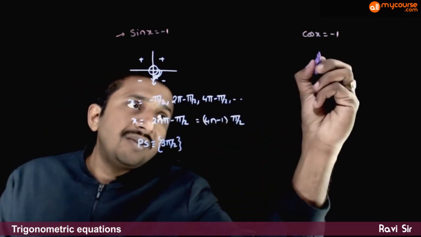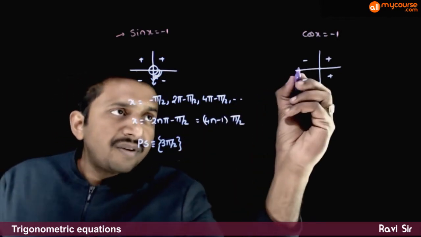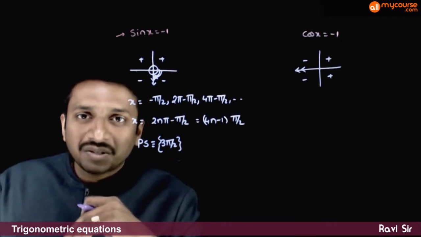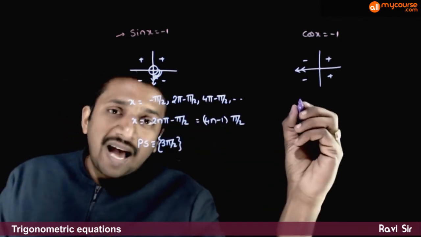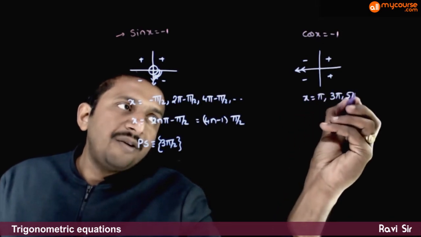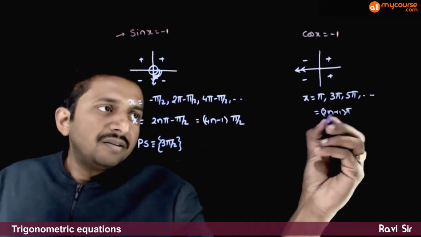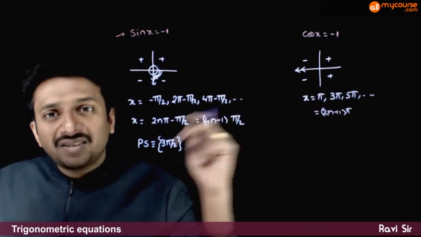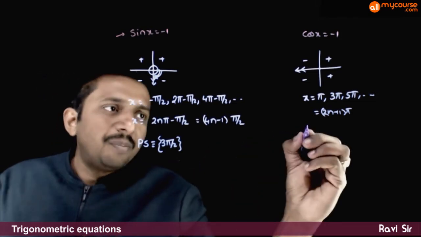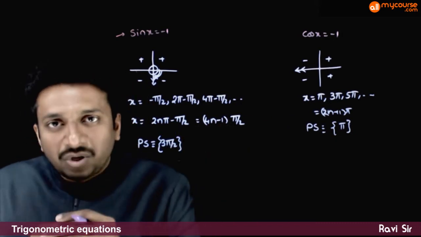Next, if you go for cos x is equal to minus 1, the general solution comes from this position. So 180 degrees is the position where cos x will be equal to minus 1. You have only one position. So what are the answers for this? x is equal to pi or 3 pi or 5 pi, and so on. That's nothing but odd multiples of pi. So at even multiples of pi, cos x is equal to plus 1. At odd multiples of pi, cos x is equal to minus 1. And the principal solution is nothing but pi. We have only one principal solution.